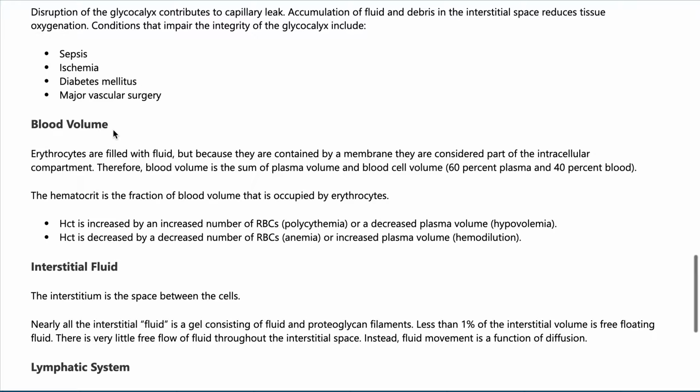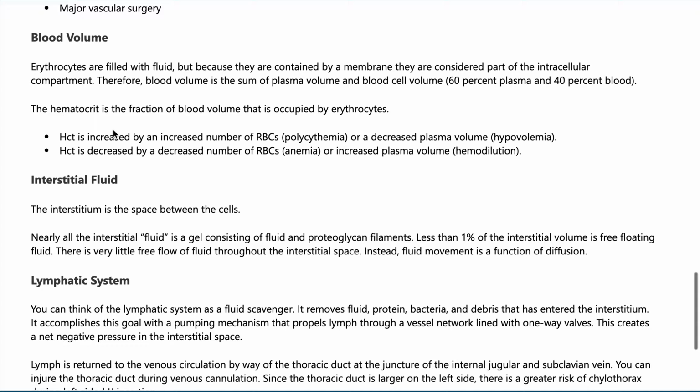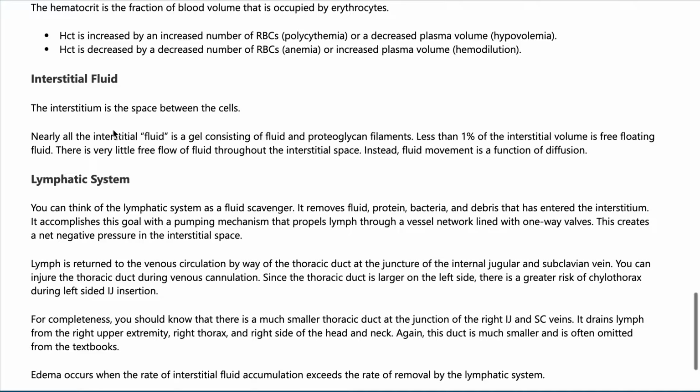Hematocrit is increased by an increased number of red blood cells, meaning polycythemia, or a decreased plasma volume, meaning hypovolemia. Hematocrit is decreased by a decreased number of red blood cells, which is anemia, or an increase in plasma volume. This is a hemodilution. Regarding the interstitial fluid, the interstitium is the space between the cells.